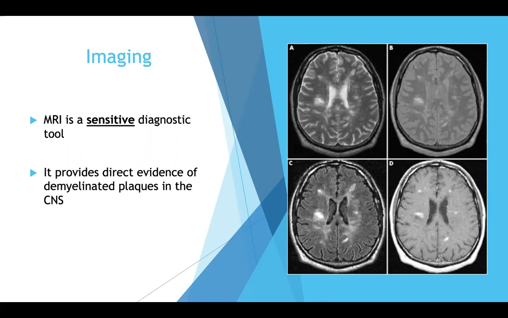In terms of imaging, we know that the MRI is a sensitive diagnostic tool in MS. It actually provides direct evidence of demyelinated plaques in the central nervous system, as we can see in the images on the right side.